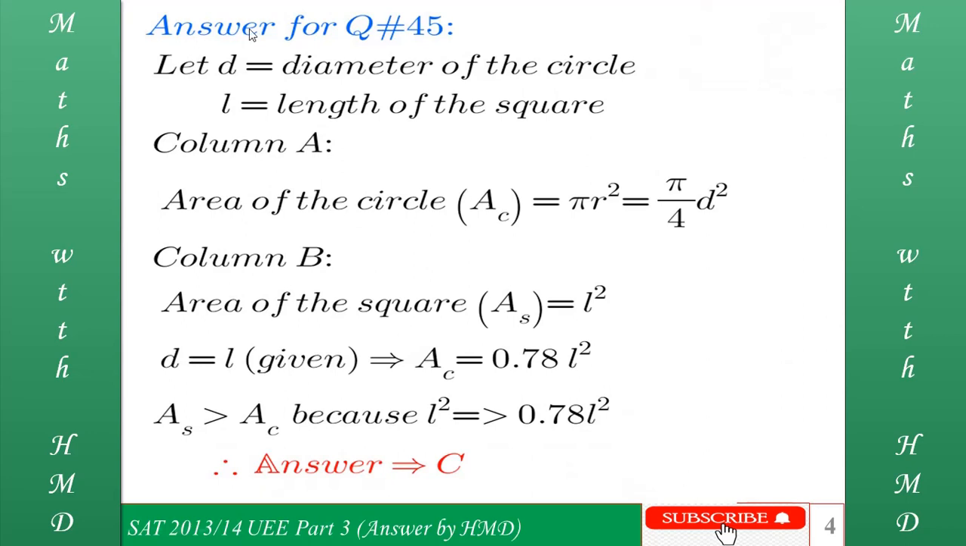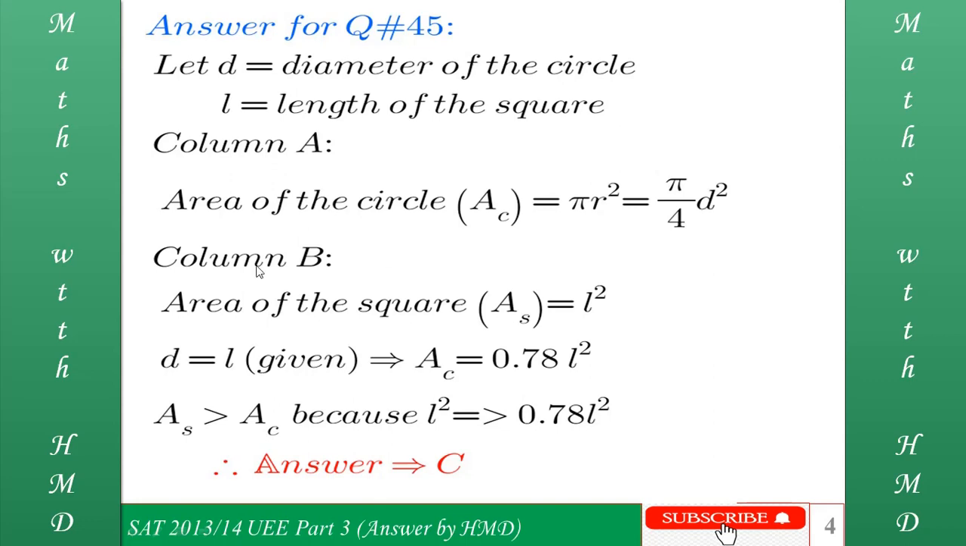Here is the answer. Let D be the diameter of the circle and L be the length of the side of the square. In column A, the area of the circle, A_C, is equal to pi r squared, right? And the radius is diameter over 2. So if you substitute d over 2 here, it becomes pi over 4 d squared. This is the area of the circle. So the area of the given circle is pi over 4 times diameter squared.